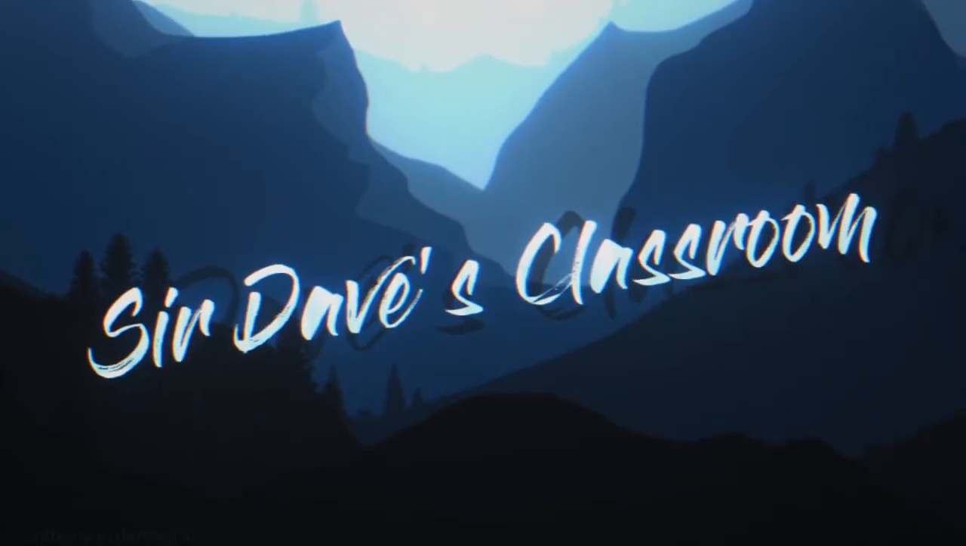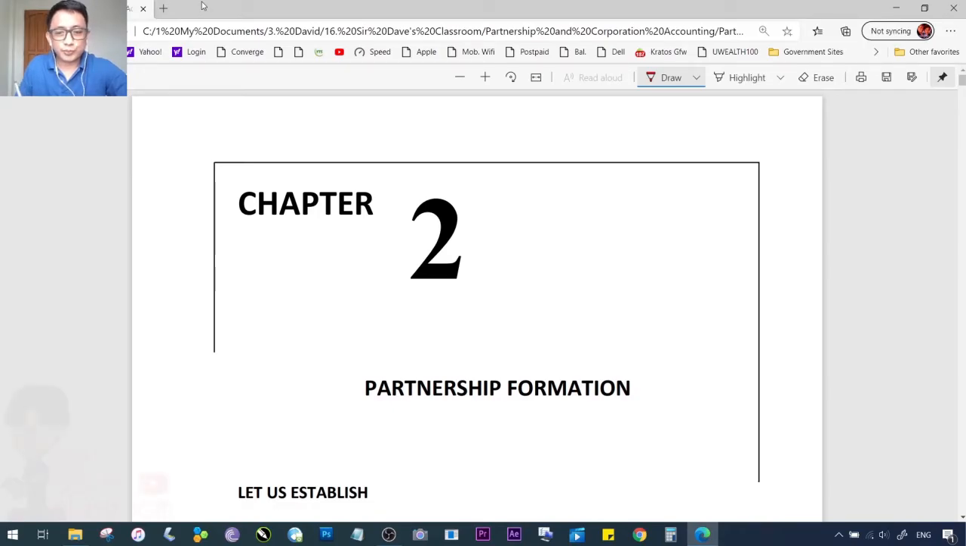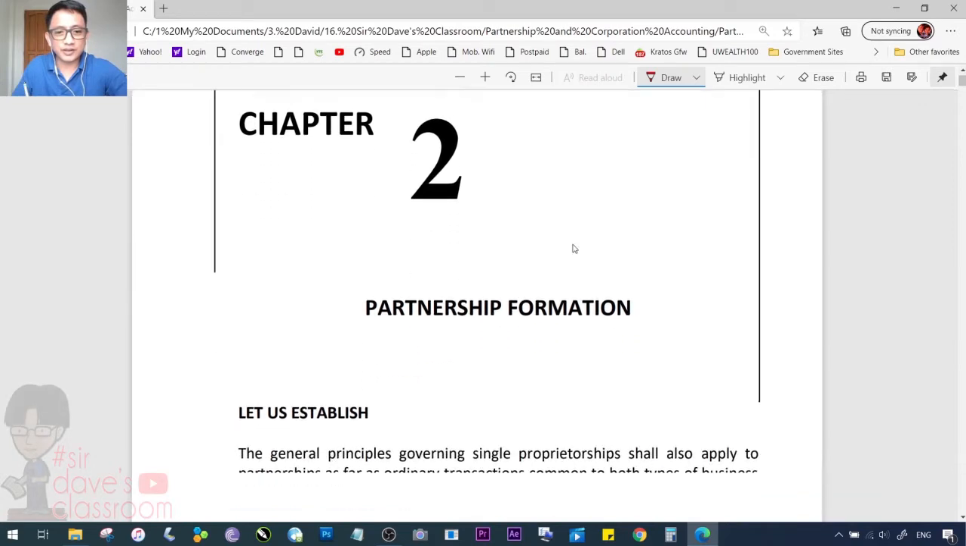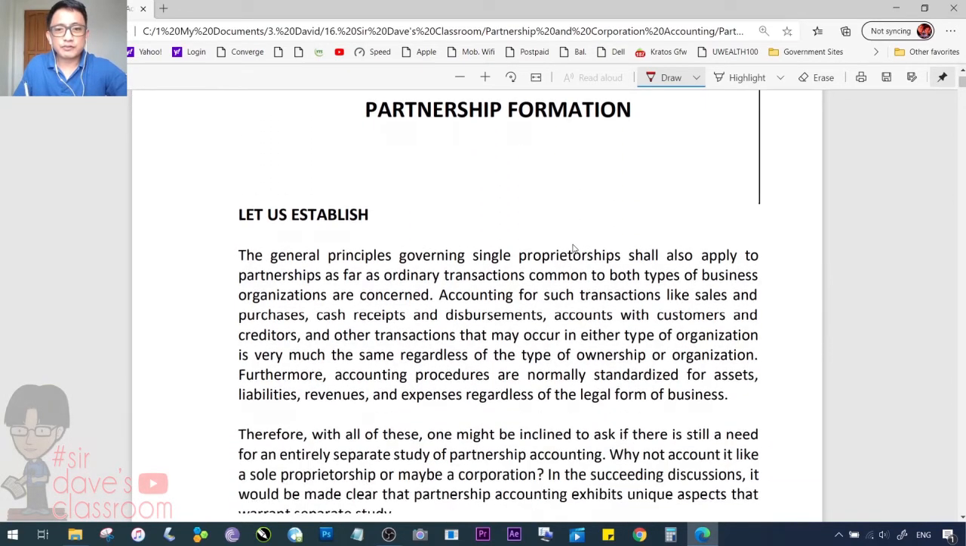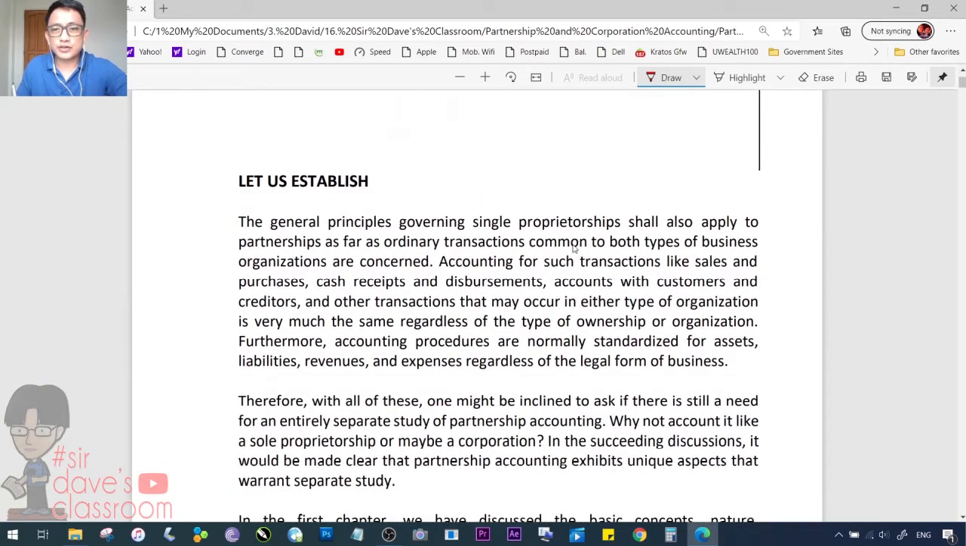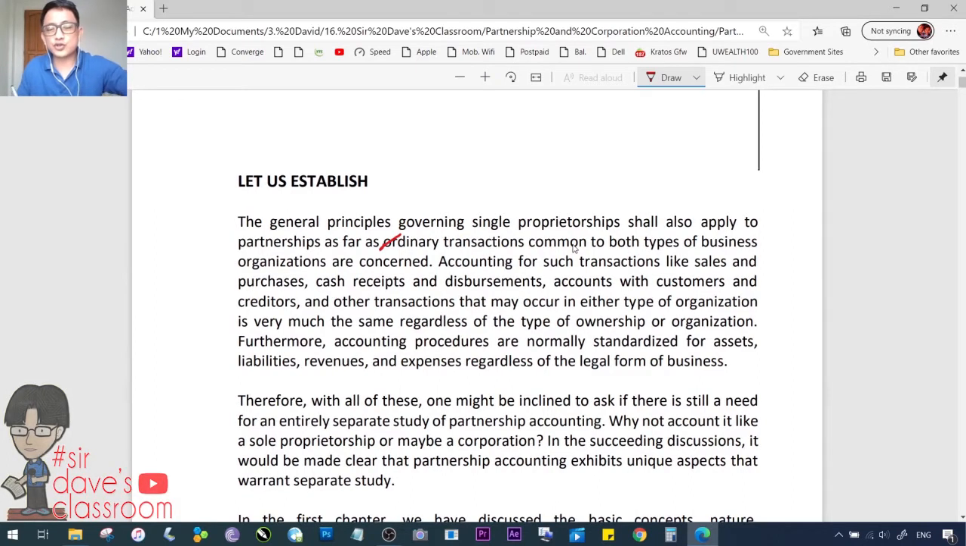Let's continue with the lesson. Alright, Chapter 2, Partnership Formation. Let us establish: the general principles governing single proprietorships shall also apply to partnerships as far as ordinary transactions common to both types of businesses or business organizations are concerned.